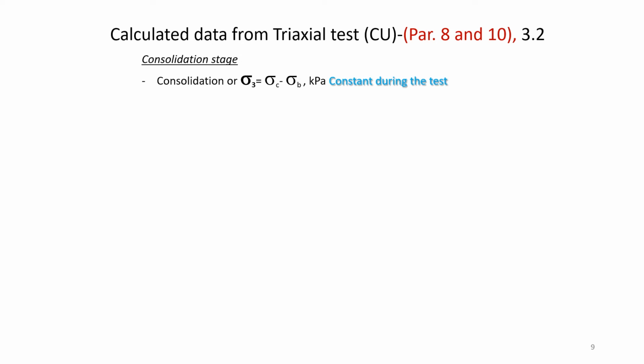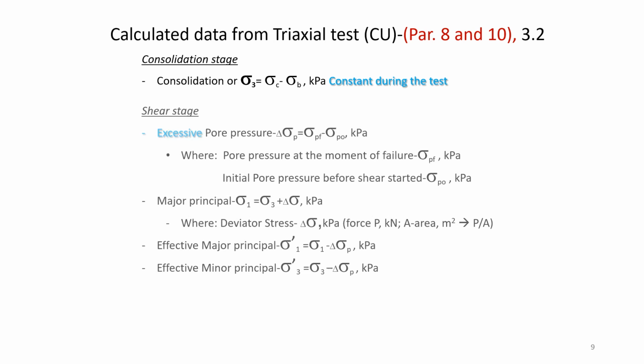And then what you have: consolidation, it's cell pressure, back pressure. Your excess pore pressure is your pore pressure at the moment of failure minus the initial pore pressure. Your major principal stress, oh, we finally get it, it's sigma 3 plus deviator stress. And your effective minor principal stress is just your sigma 3 minus excess pore pressure, and effective sigma 1 is sigma 1 minus excess pore pressure. Okay?